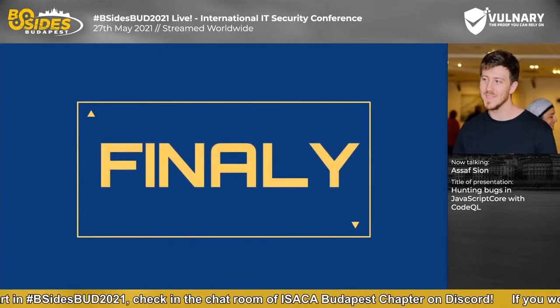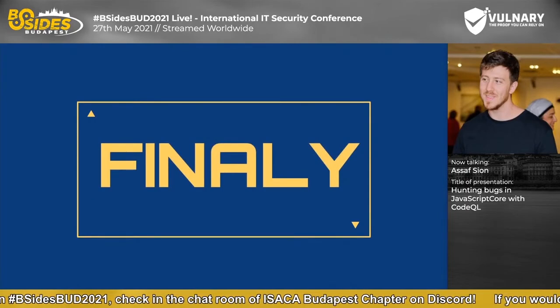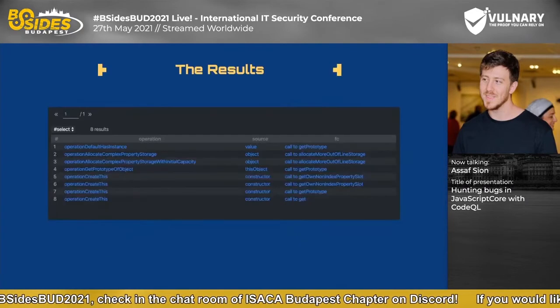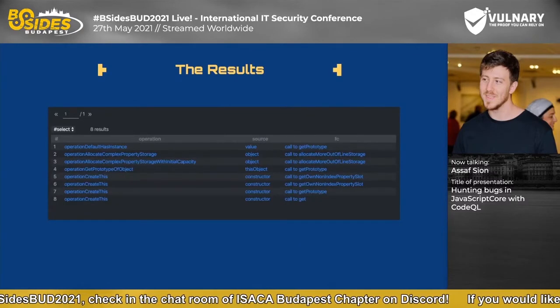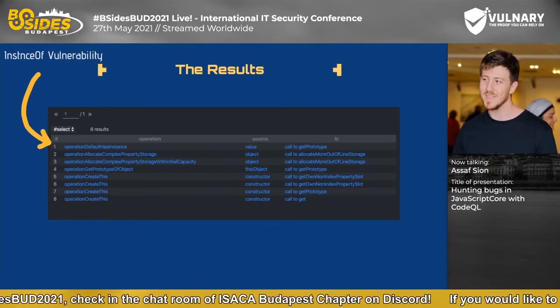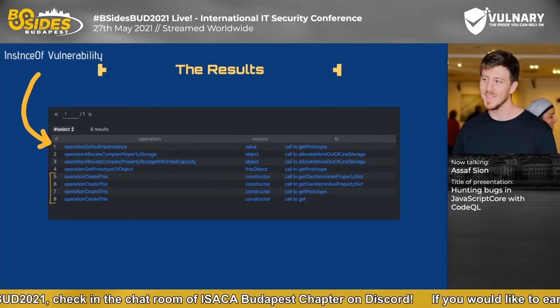So finally, after running our query against the database compiled from the vulnerable version of JavaScript core, we got these results. We can see that there are 4 potential vulnerable operations. One of them is indeed the vulnerable instance of, so this is a success already. But what about the rest?